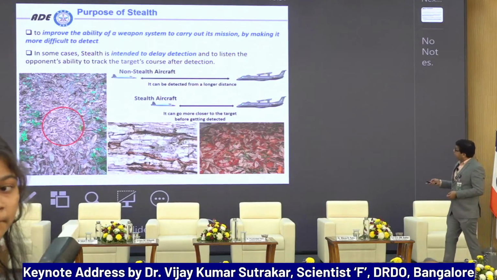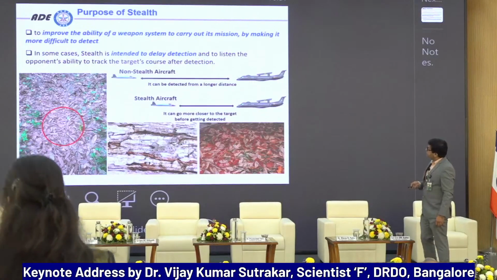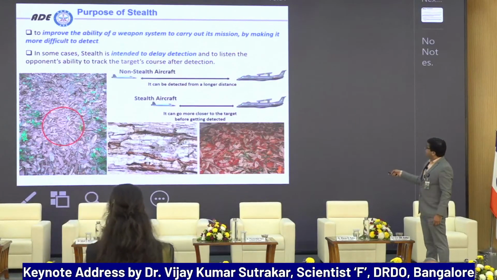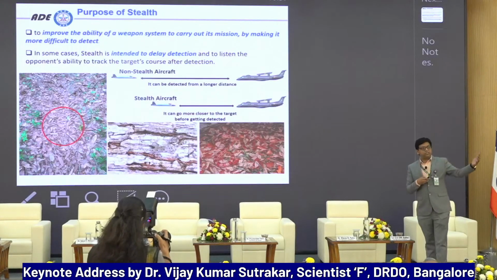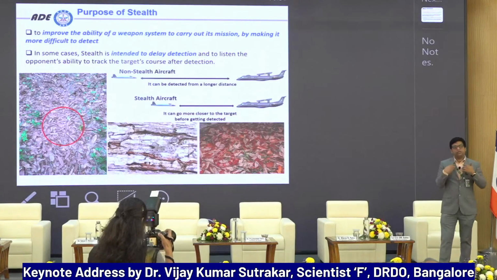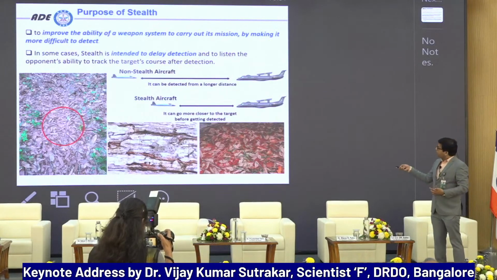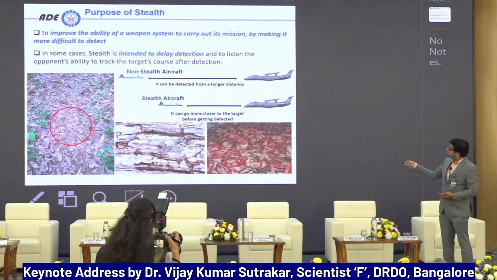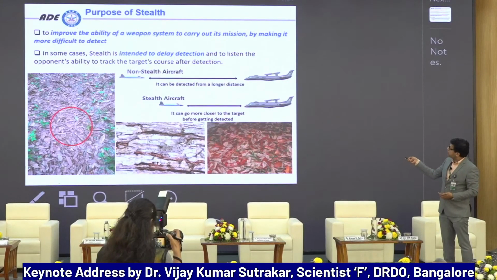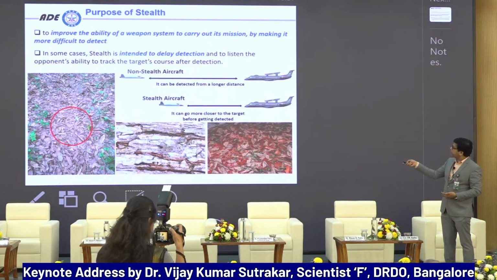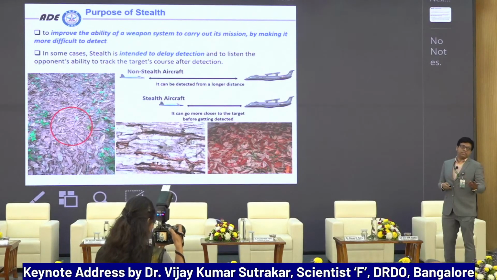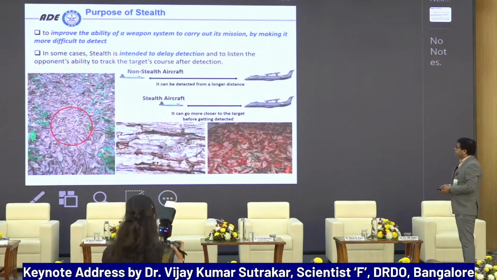So in layman language, if I have a non-stealthy aircraft, it can be seen by the enemy radar from a longer distance. When you are talking about a stealth aircraft, I can still go closer before getting detected. So a non-stealth aircraft can be seen from far by the radar, while a stealth aircraft still can go closer. So I have the benefit of this much distance. That distance can be X number.